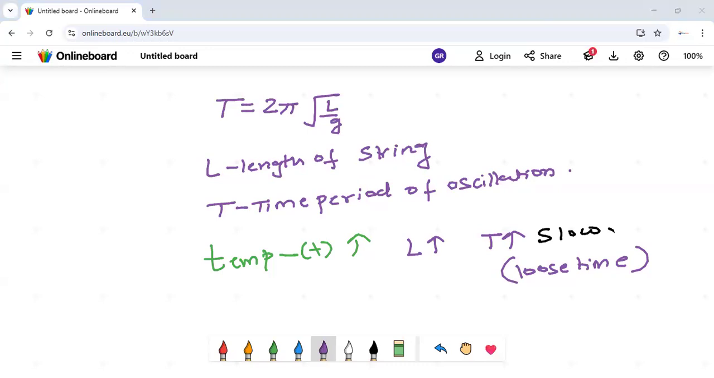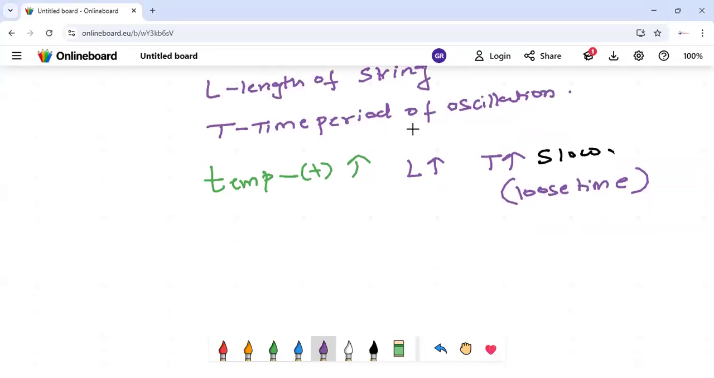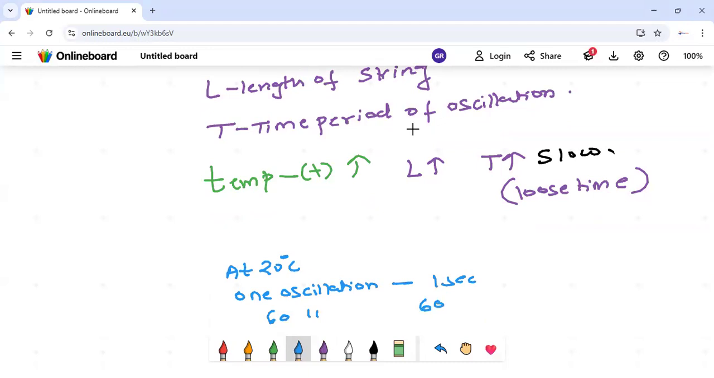Can you please explain this lose time concept again? Yeah, sure. Why not? That's why I asked if it is not clear. Abhijay, what I said is, at 20 degree, let me take the example and write it here. At 20 degree, one oscillation, let's say, takes 1 second. So 60 oscillations will take 60 seconds.